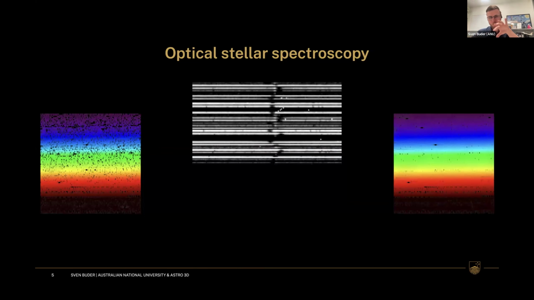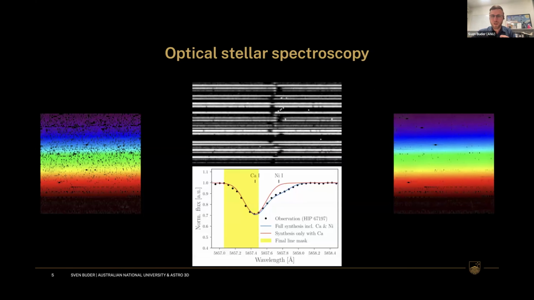And I've done that not only for a few stars, but we've done that for millions of stars. And you can see one thing here: each of these rows is a different star. They wiggle around, they move towards us or away from us. But we can also measure these absorption features in detail, for example a calcium line that has a nickel line next to it. And this is what we do in stellar spectroscopy.